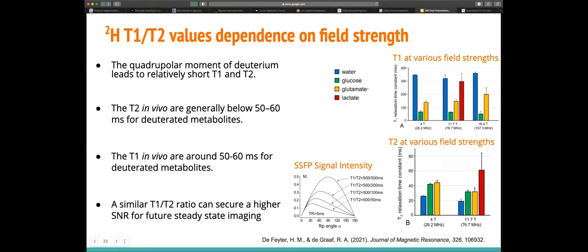To validate the reliability of our results, we compare our T1, T2 measurements with some published results at different field strengths. First, here is a big picture about this comparison. Because of the quadrupolar moment just mentioned by Clara, we're expecting shorter T1 and T2 from deuterated metabolites, which mechanism can be covered in finer detail during our question session today. And also because of similar T1, T2 values from the deuterated metabolites, both around 50 to 60 milliseconds, we can expect a higher SNR from our steady state imaging, whose signal intensity is a function of both flip angle and the T2 to T1 ratio.